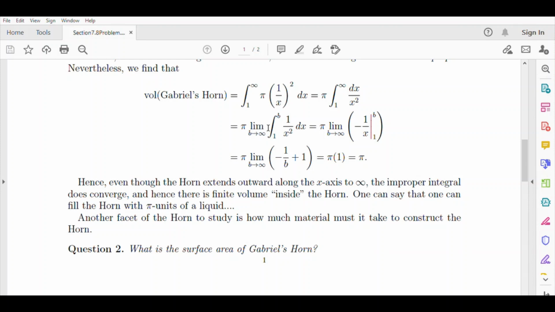Limit b tends to infinity, integration 1 to b, 1 by x square dx, equals pi limit b tends to infinity. Integration of 1 by x square is minus 1 by x, and limits are 1 to b. Putting the limits, we get minus 1 by b plus 1, and if we take the limit b tends to infinity, then we get only 1. So the volume is pi only.